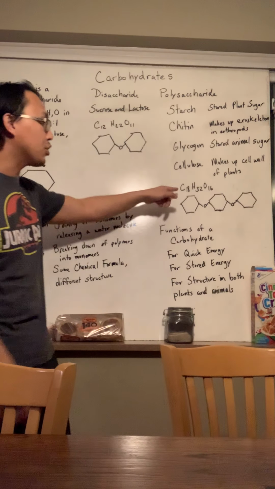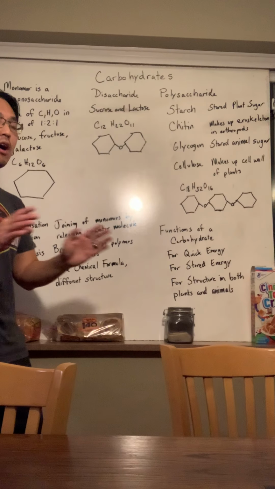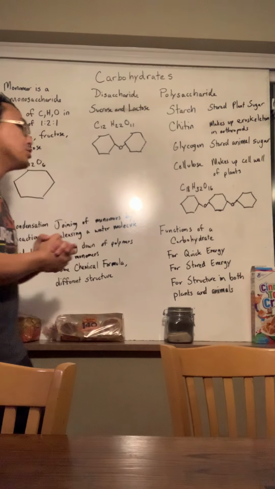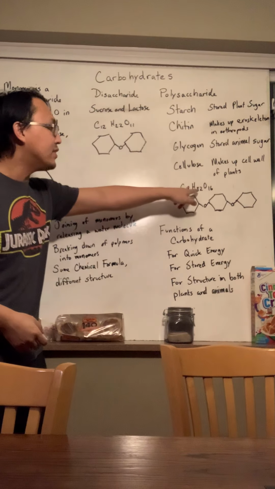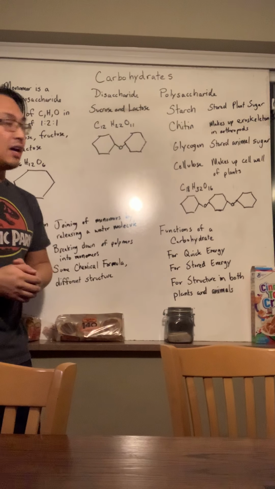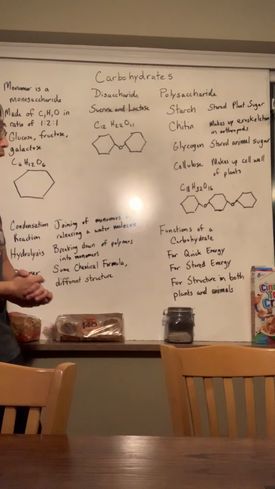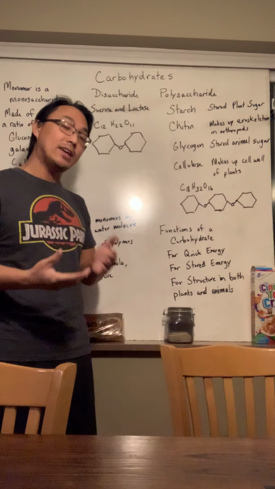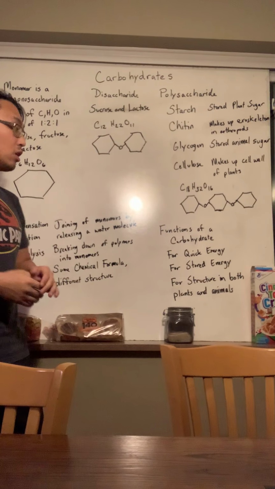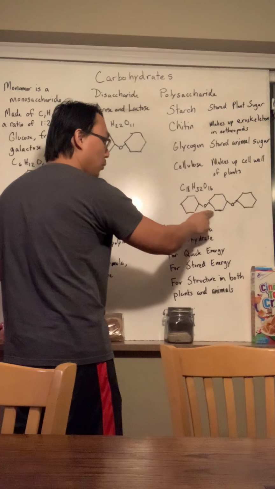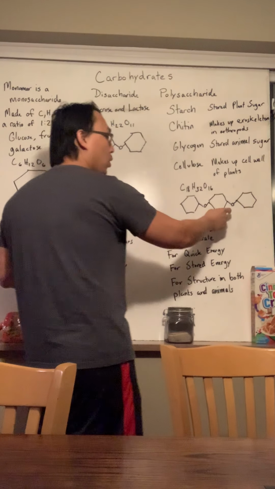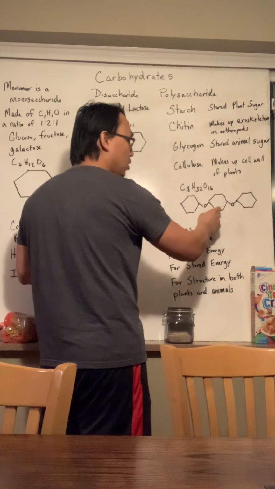C18H32O16. And again, what you're going to notice is that ratio is way off in terms of the 1 to 2 to 1. So in this case, we see that 2 water molecules have been removed. That makes sense because every time that you put a monosaccharide together, it loses a water molecule. So we're going to lose a water molecule when we combine these two together, and then we're going to lose another water molecule whenever we combine these together with this one here.